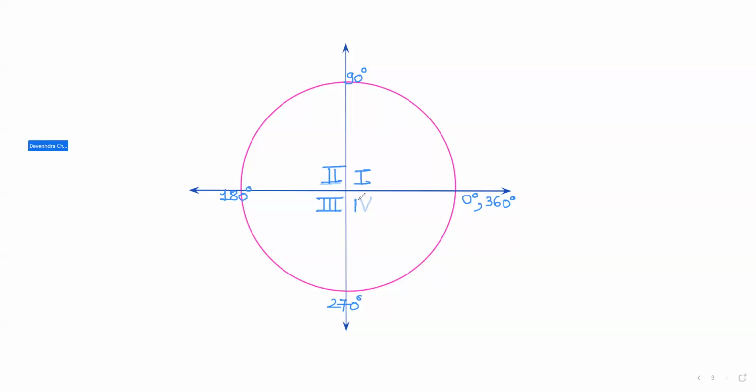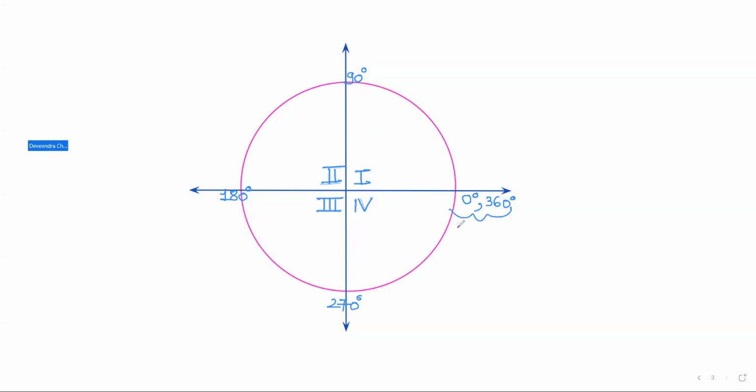So these angles are defining the boundaries of these quadrants. As you can see here, quadrant 1 starts from 0 degrees and ends at 90 degrees. Quadrant 2 starts from 90 degrees and ends at 180. Quadrant 3 starts at 180 and ends at 270. And quadrant 4 starts at 270 and ends at 360. I hope I am clear to all of you on this. Yes or no?